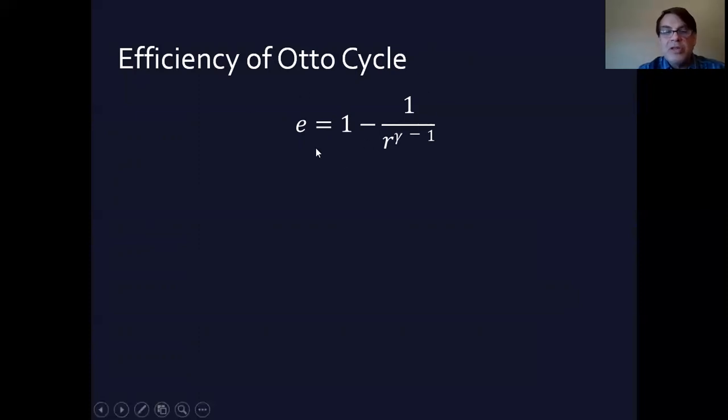Okay, so this is what you need to know. This is the formula right here. The efficiency of an Otto cycle equals 1 minus 1 over the compression ratio to the gamma minus 1. Okay, there you have it.